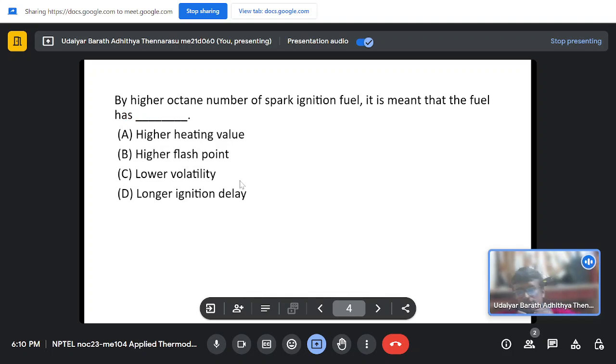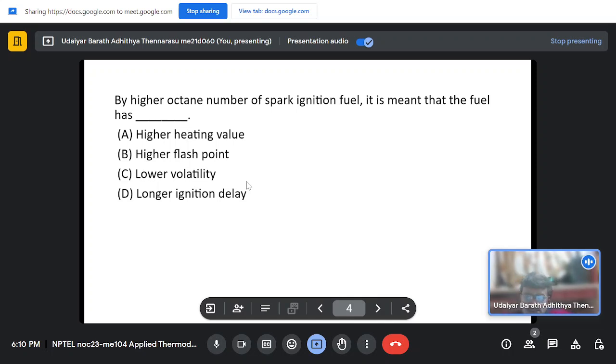Next question: by higher octane number of a spark ignition fuel, it is meant that the fuel has dash. Higher octane number of a spark ignition fuel means the fuel has: higher heating value, higher flash point, lower volatility, or longer ignition delay.